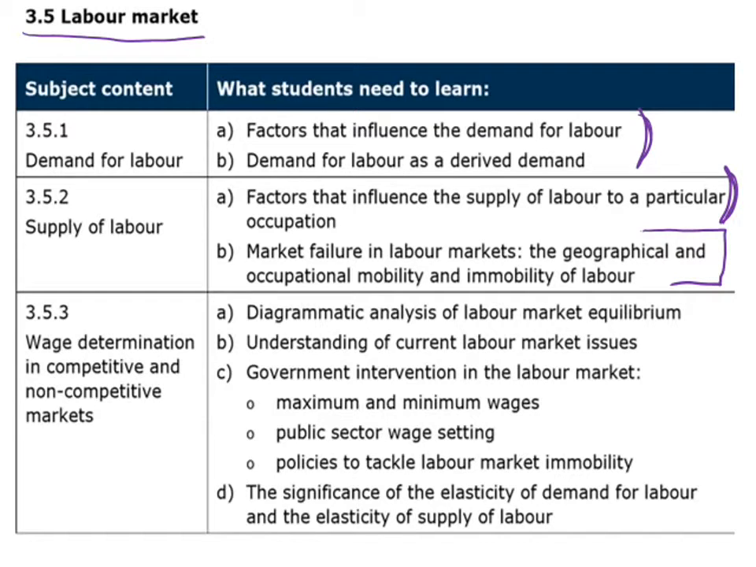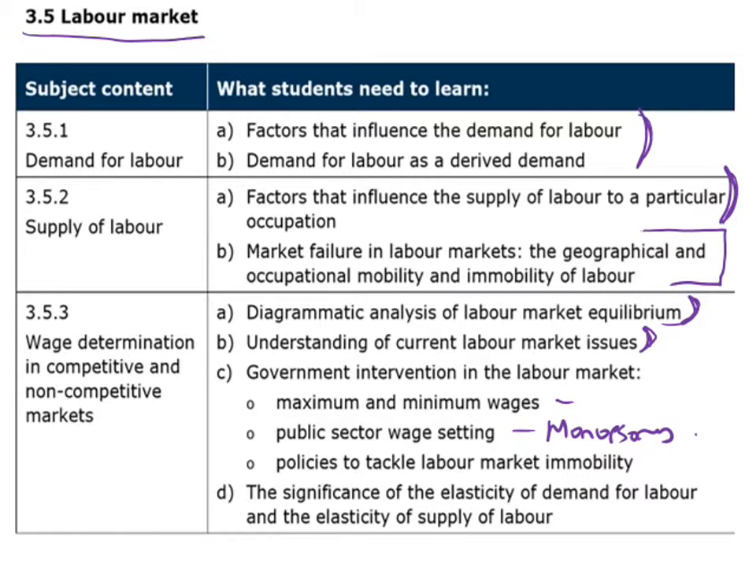You've got labour market equilibrium, so wage determination. You've got some current labour market issues, government intervention in the labour market, so specifically maximum and minimum wages, public sector wage setting, so the government acting as a monopsony in several sectors, education, the NHS, and so on. Policies to tackle labour market immobility, so examples of subsidies there or regulation, and the significance of elasticity of demand for labour and elasticity of supply.